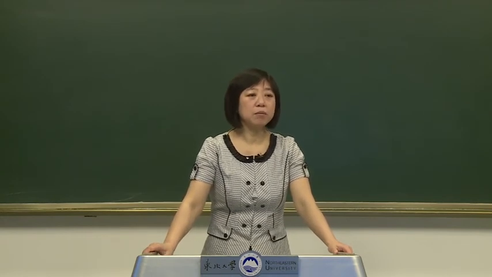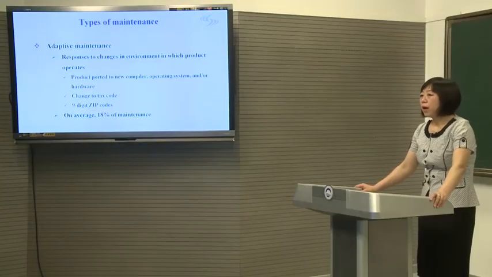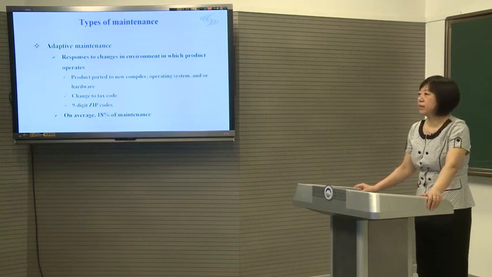Well, sometimes the tax code may change. So if anything is related to the tax code inside the system, it will need maintenance, adaptive maintenance. Sometimes, let's say, the zip code will also change. So all such kinds of things will belong to adaptive maintenance. On average, 18% of maintenance will be adaptive maintenance.